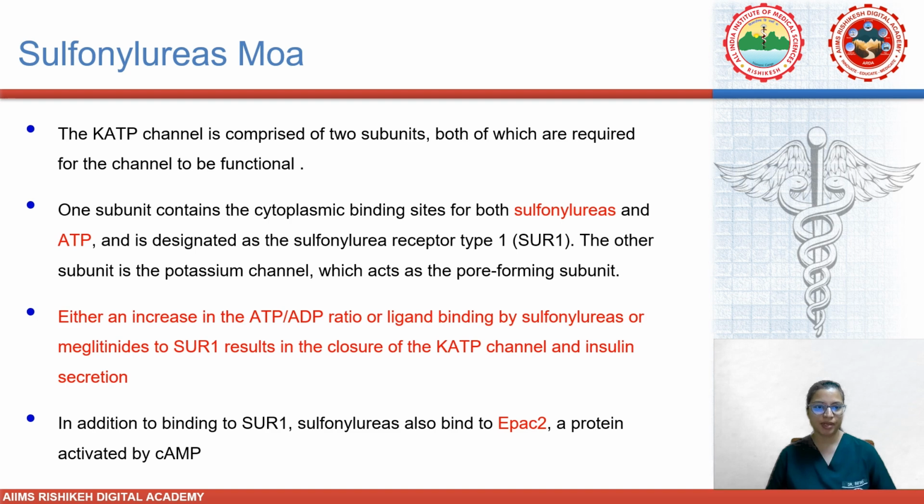The potassium ATP channel is comprised of 2 subunits, both of which are required for the channel to be functional. One subunit contains the cytoplasmic binding sites for both sulfonylureas and ATP and is designated as sulfonylurea receptor type 1. The other subunit is the potassium channel, which acts as a pore-forming subunit. Either an increase in the ATP to ADP ratio or ligand binding by sulfonylureas or meglitinides to sulfonylurea receptor 1 results in the closure of these potassium ATP channels and insulin secretion. In addition to binding to sulfonylurea receptor 1, sulfonylureas also bind to EPAC2, which is a protein activated by cAMP.